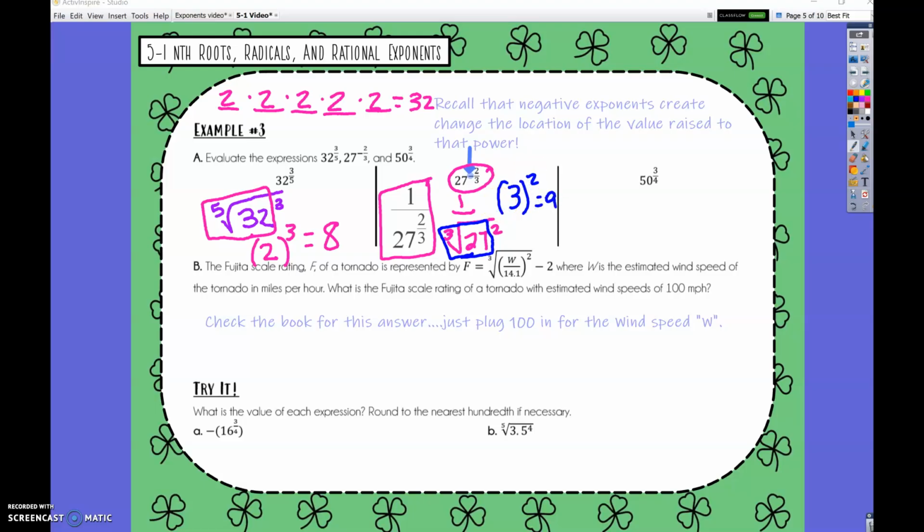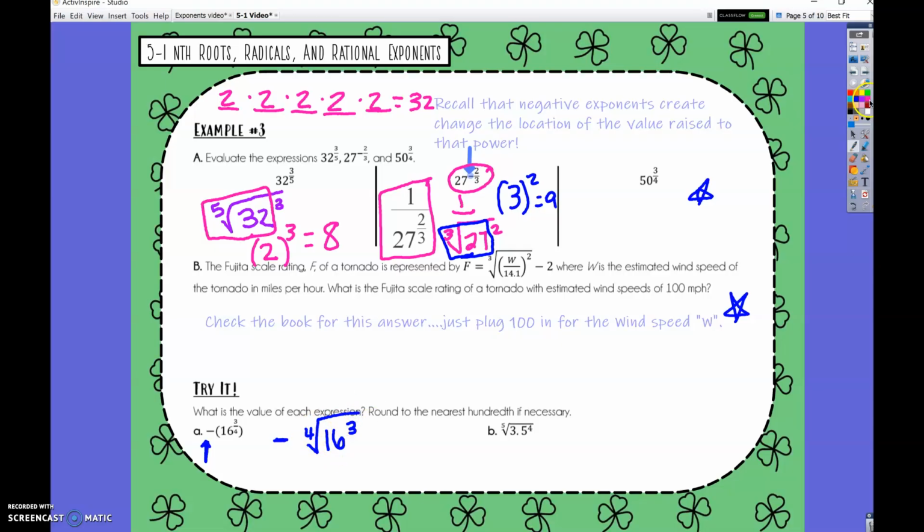You can check the book or your packet key for the answers to this third part or this story problem, but let's try one of the try-its. You see, this negative sign has nothing to do with the exponent, so it's just going to float along out front of your answer. 16 will be to the power of 3 and the root of 4.